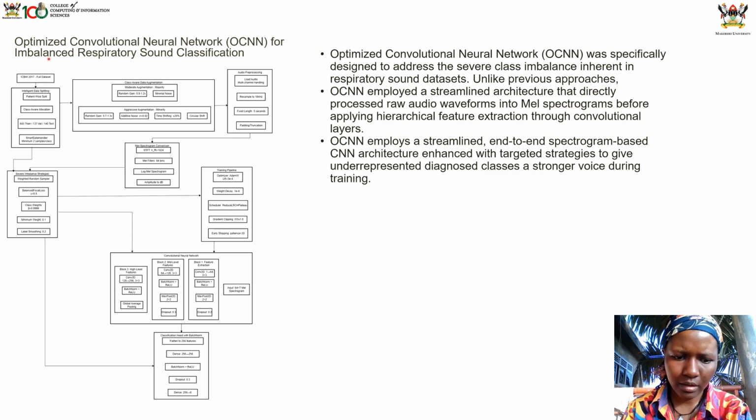When you take a look at our diagram, you see that we do intelligent data splitting of our dataset and class-aware augmentation, whereby we have moderate augmentation and aggressive augmentation, depending on how many of these diagnosed audios are in our dataset. So we perform audio preprocessing, and then we do mel spectrogram conversion here. From this, we shall have the severe class imbalance strategies for those that are underrepresented, like asthma.